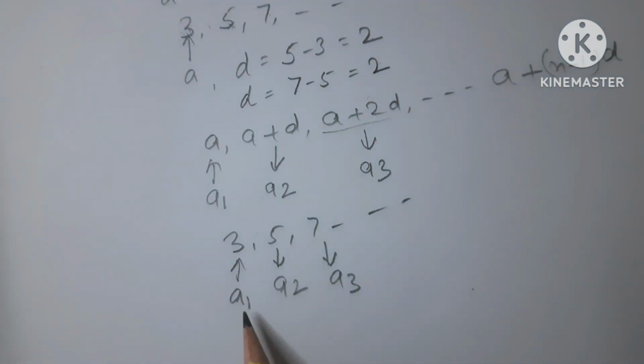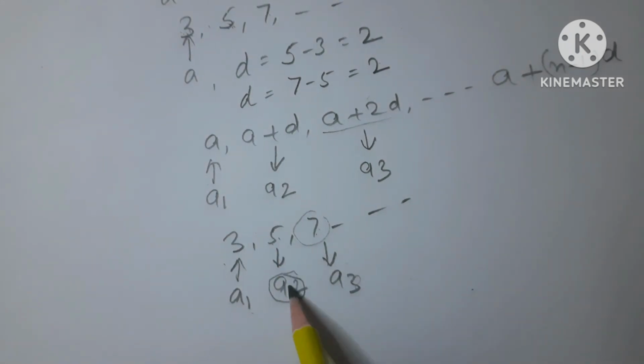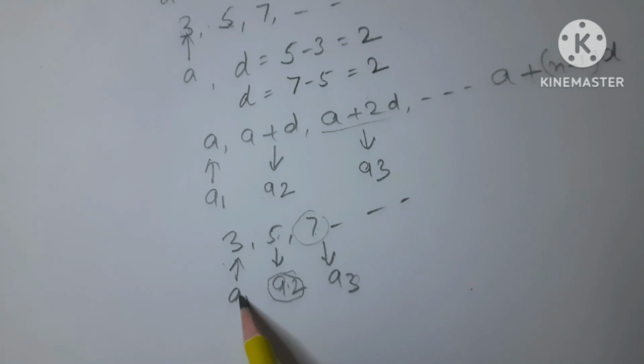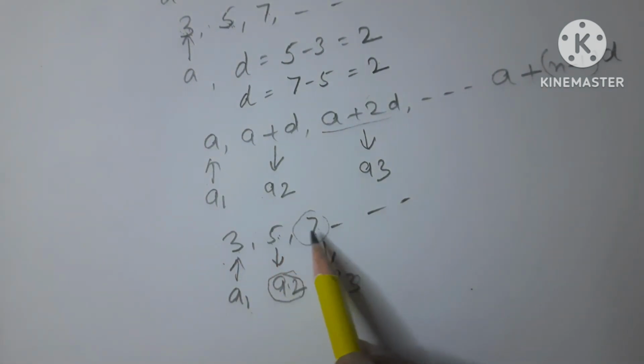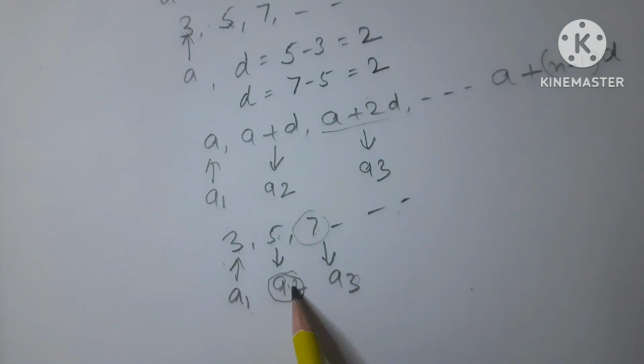1 means first term, 2 means second term, 3 means third term. a3 means 7. The value of the third term is 7. And the value of the second term is 5. a2 is 5. And the value of the first term is 3. The values of the terms make an arithmetic progression. These are the numbers of the terms: 1, 2, 3, etc.